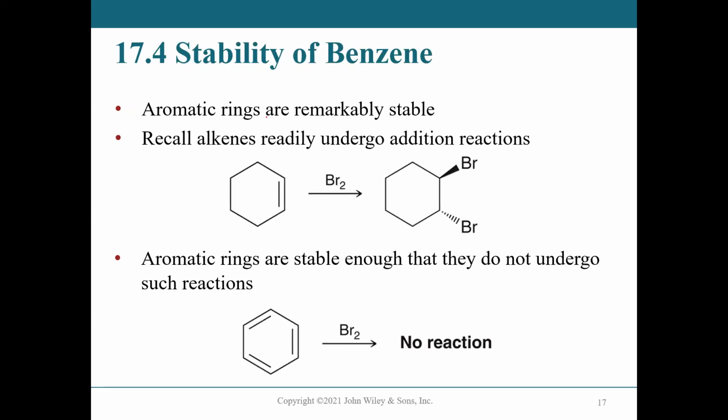So aromatic rings are remarkably stable. Recall alkenes readily undergo addition reactions, and that bromine is going to come in and do an attack on the underside. It says aromatic rings are so stable, they do not undergo such reactions. So you're not going to see a reaction with bromine gas in this case, or liquid bromine. Bromine is one of those compounds that is a liquid at room temperature.